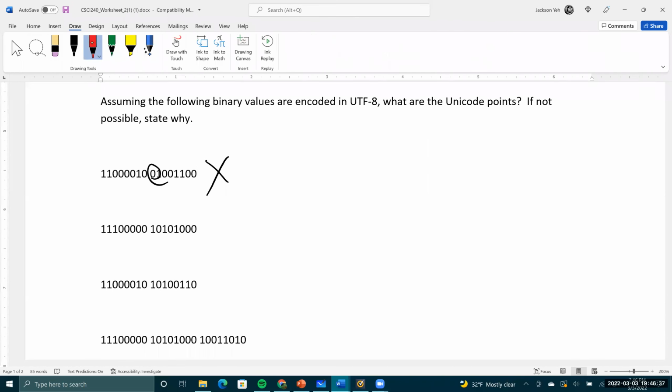Next one. Is the next value a valid UTF-8? No. Why not? Because it's 3 bits. Exactly. This indicates that there should be 3 bits, but there's only 2. All right, next. Is the next one valid UTF-8?